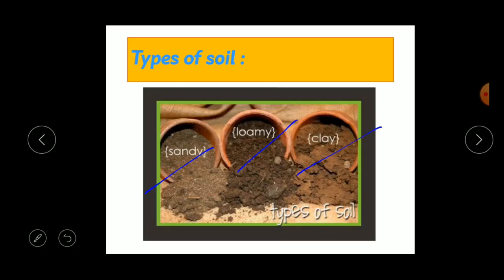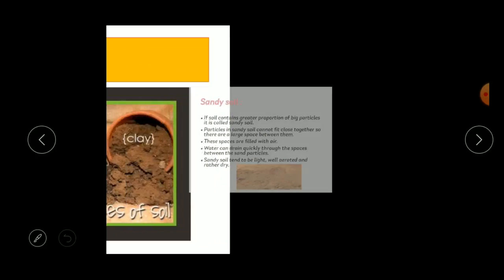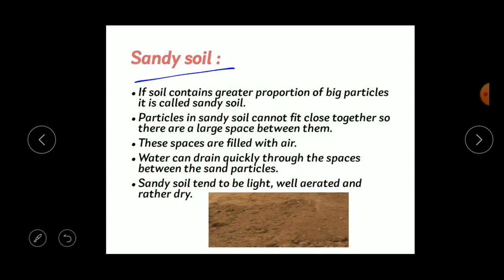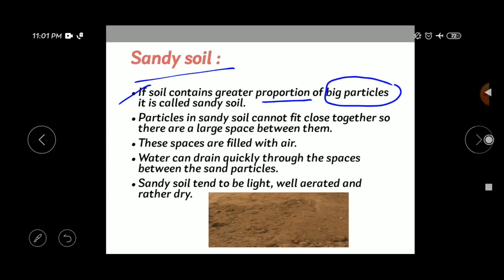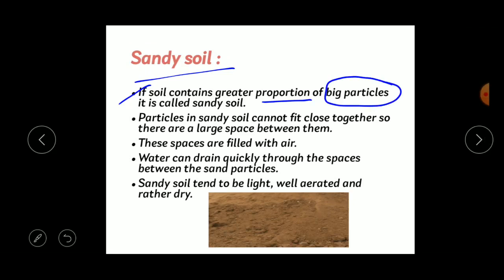Now let's study these three soils one by one. The first is sandy soil. If soil contains a greater proportion of big particles, it is called sandy soil. So if the soil consists of a greater quantity of big particles, where the size of these particles is quite large, this is called sandy soil.